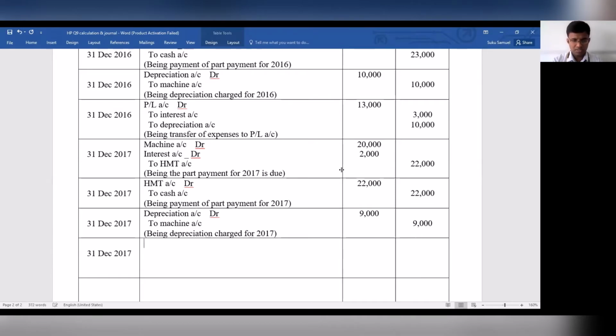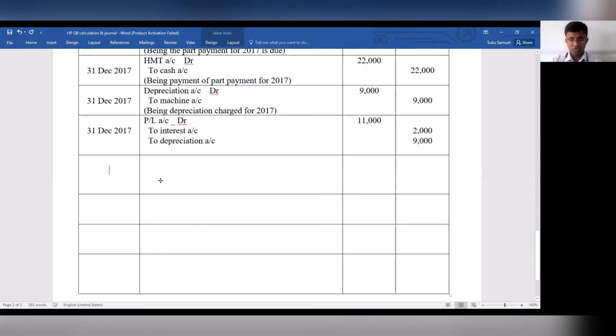31st December 2017. Profit and loss account debited to interest account and depreciation account. Sorry, I'm so sorry. The interest amount is 2,000 and the depreciation amount is 9,000. And when we work out the total, this together works out to be 11,000. So that we have completed.